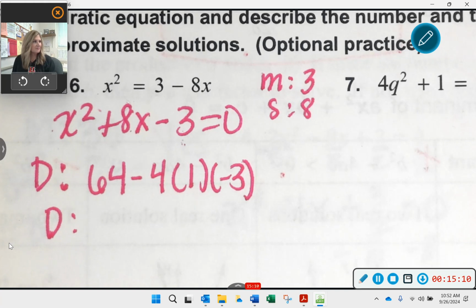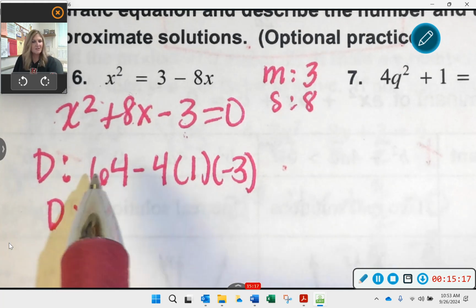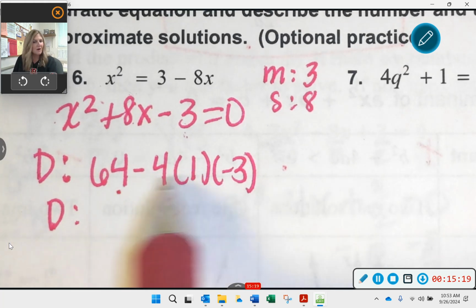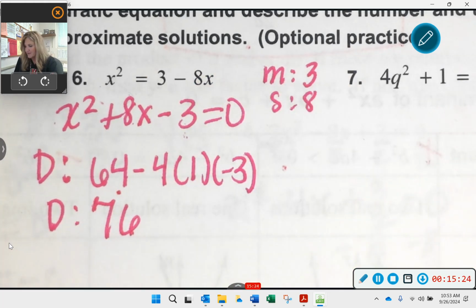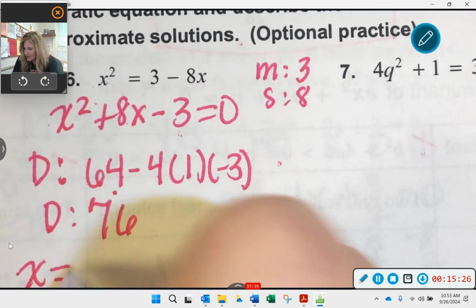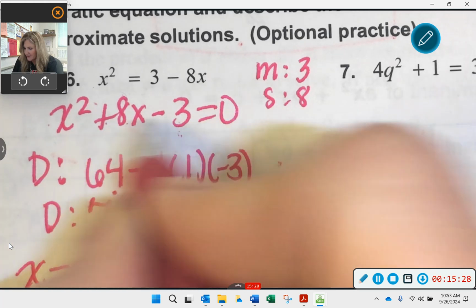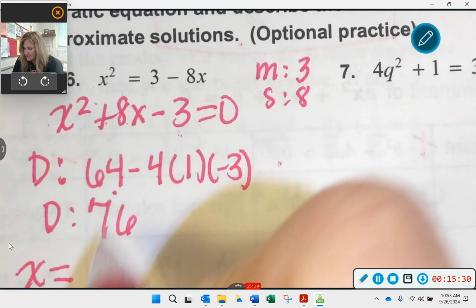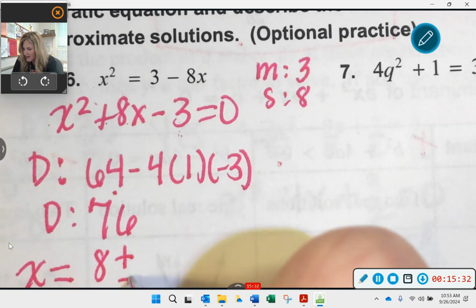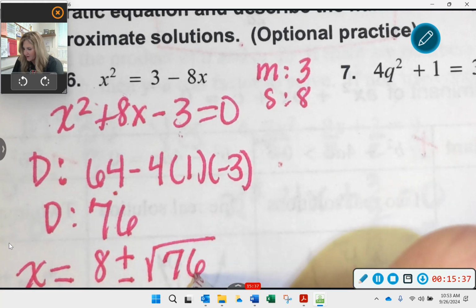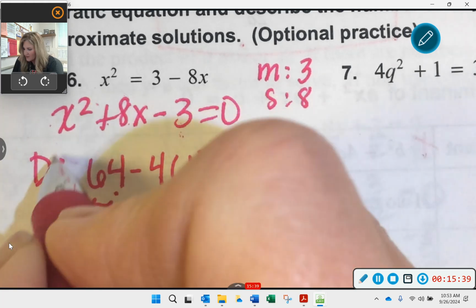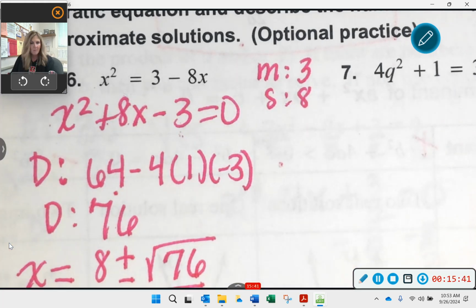Who has it? All right, Sam, what's that discriminant? Yes, so we have to do 64 plus 12. So that is 76 on that discriminant. Now, to find the solution, we're going to have to go to this right here. We have to do the opposite of that, plus or minus the square root. This is the discriminant. That's what goes under here, all over 2 times a.